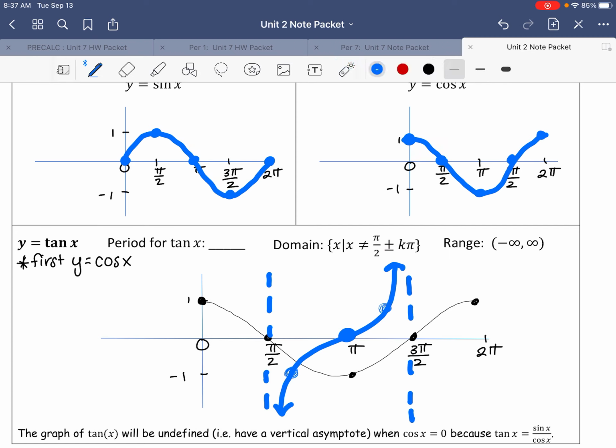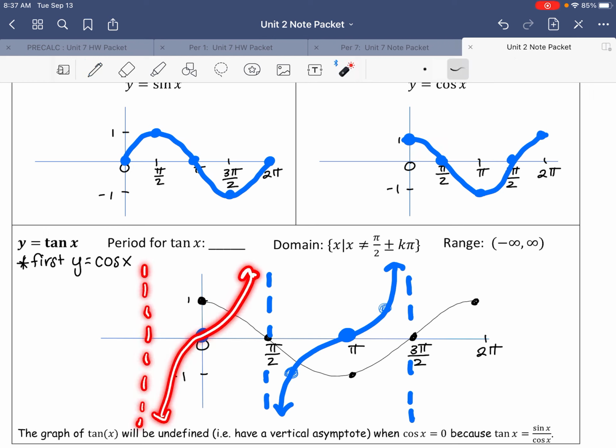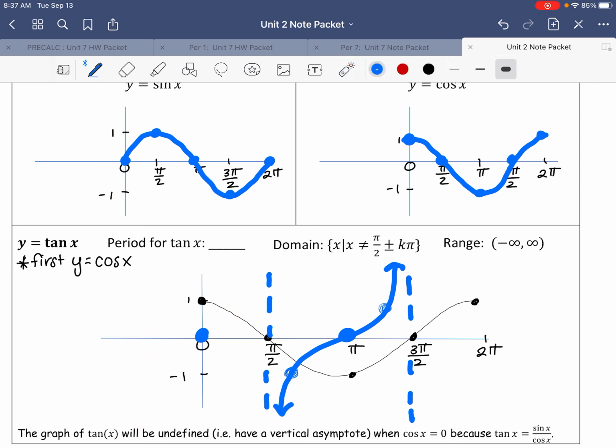And so the same thing over here. This time I don't have another asymptote. If I did, it would be over here, and my graph would look like this. But because I don't have another asymptote, it's just going to be this point. Tangent graph always goes up as you move left to right. So if I come here after this asymptote, it's going to go up as I move left to right. So it's going to look like this.